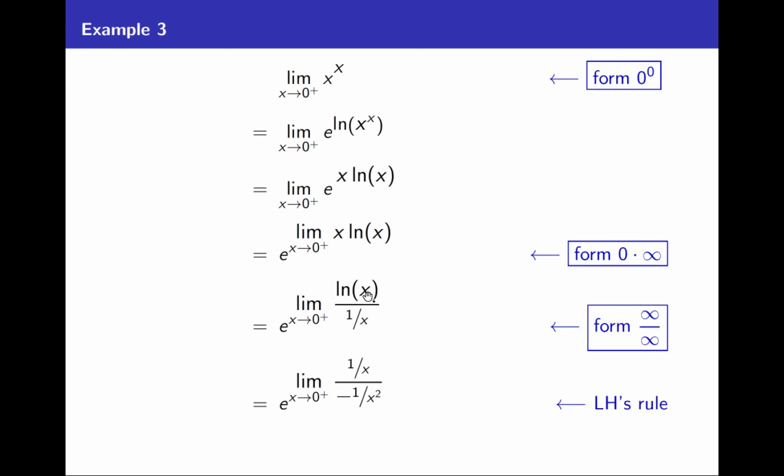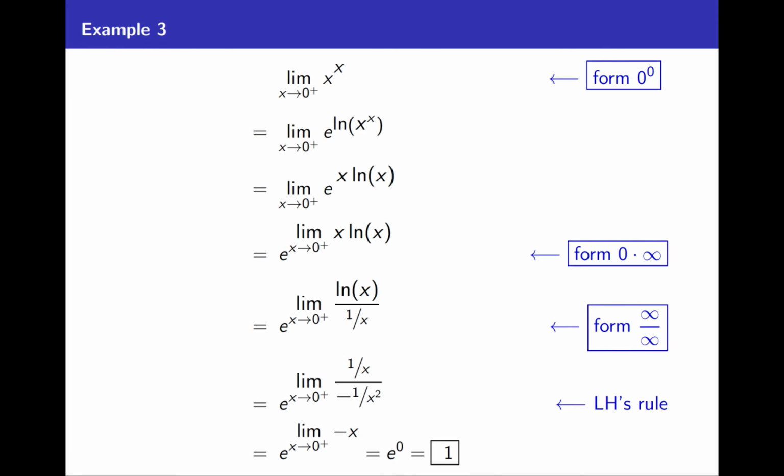We replace the ln of x with its derivative 1 over x. We replace the 1 over x with its derivative negative 1 over x squared. And before moving on, look for some simplification here. Reciprocate the bottom, multiply by the top. This simply becomes e to the power of limit as x goes to 0 from the right of negative x. That's an easy limit. That limit just equals 0. So we get e to the power of 0, and that's 1.